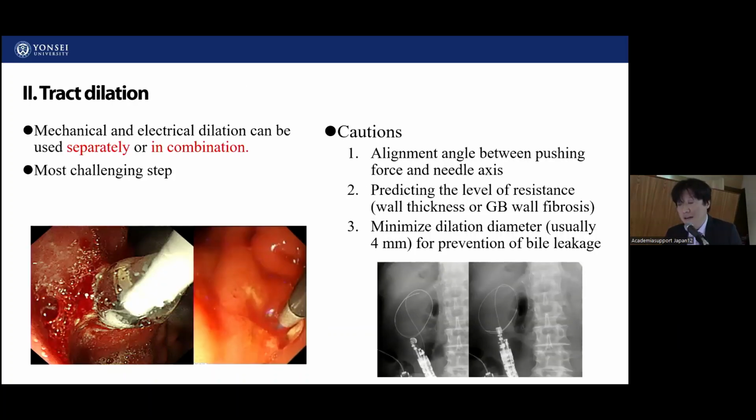The second step is tract dilation. Mechanical and electrical cautery dilation can be used separately or in combination. As you know, this step is the most challenging step, so we need caution. First, make an alignment angle between the fixing pulse and needle axis, predict the level of wall resistance, and minimize the dilation diameter to prevent bile leakage.